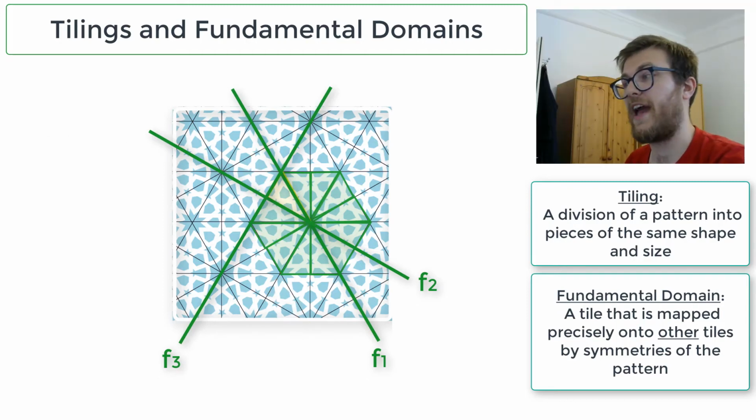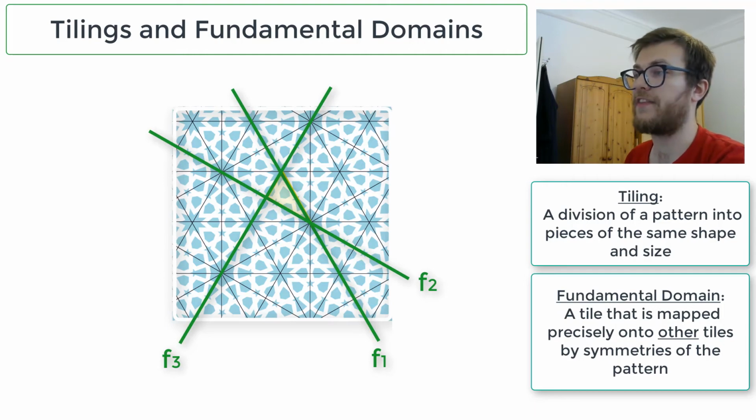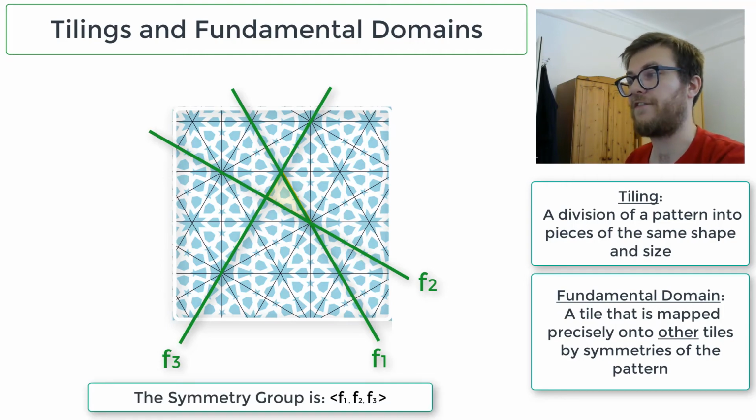Now it is pretty clear that we can get every single tile from this fundamental domain and these 3 reflections, and therefore we can get every symmetry. Therefore, the symmetry group is generated just by the reflections F1, F2, and F3. So we may write the symmetry group as F1, F2, F3 in angle brackets.